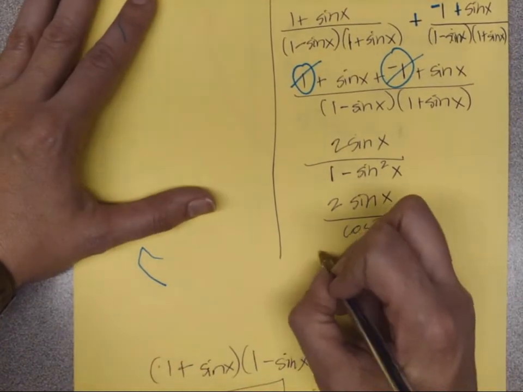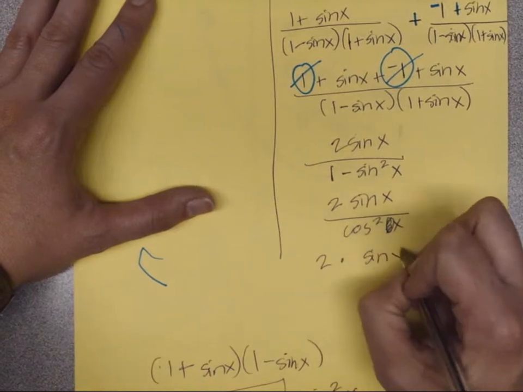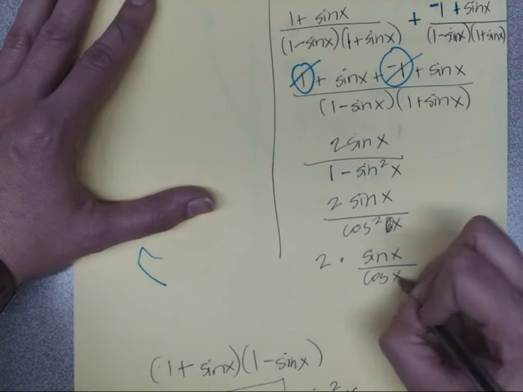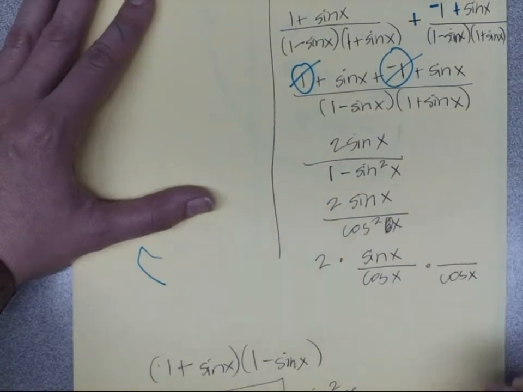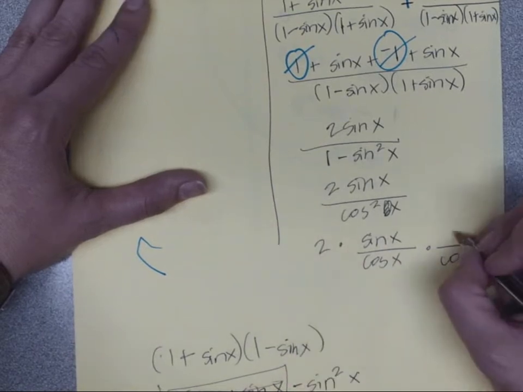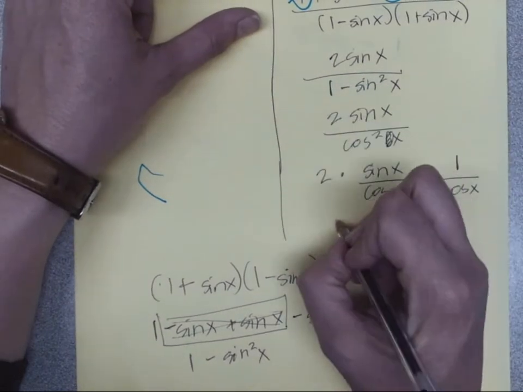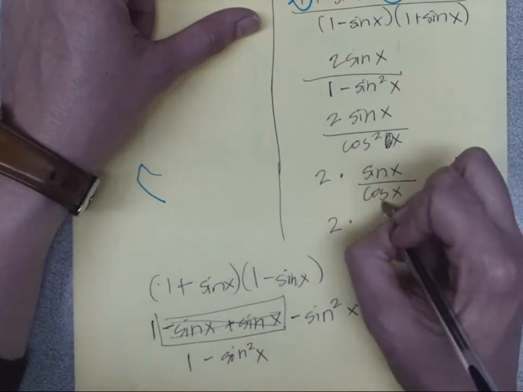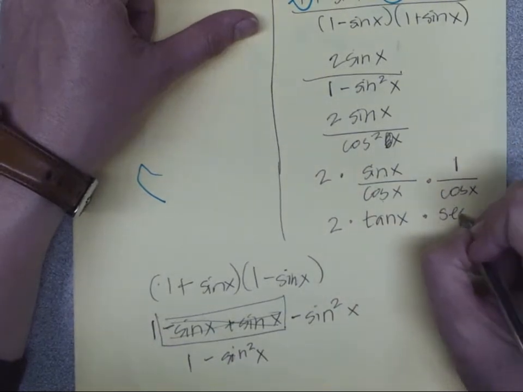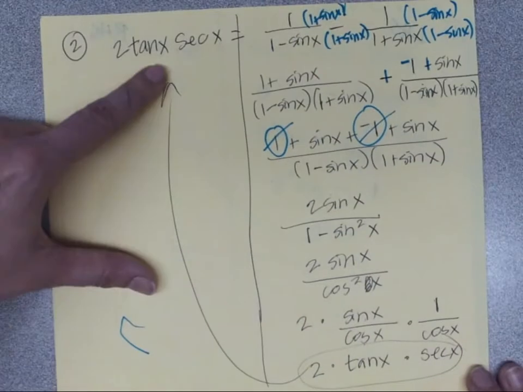Okay, so I'm going to think about this as 2 times sine x, and this cosine squared, I want to break that up into 2 different cosines. Okay, so cosine times cosine is cosine squared, 2 times sine is 2 sine, and then that would just be a 1 on top. And now I get 2 times sine over cosine is tangent, and 1 over cosine is secant, which is where I was supposed to end up for my answer.